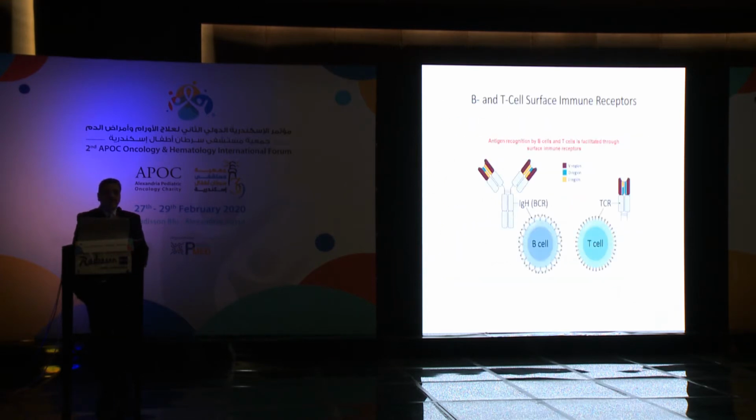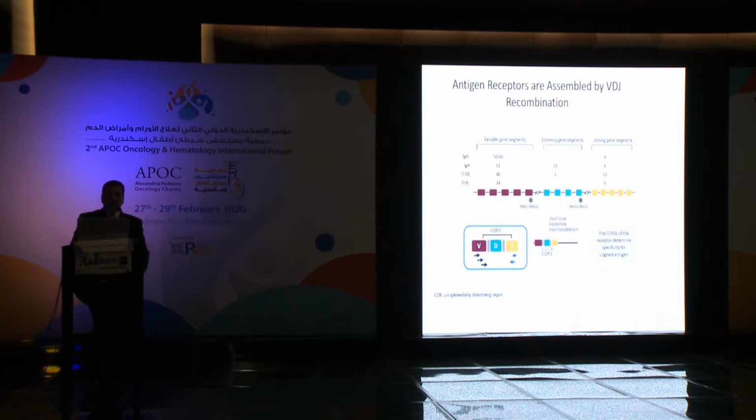So this is basically the B and T cell surface immune receptors, and you could see the IGH, or the B cell receptor, is comprised of the variable region, the D region and the J region. The same for the TCR. The reason I'm pointing to this is because this is essential to understanding and developing the technology of NGS MRD for detection of residual disease in B precursor ALL.